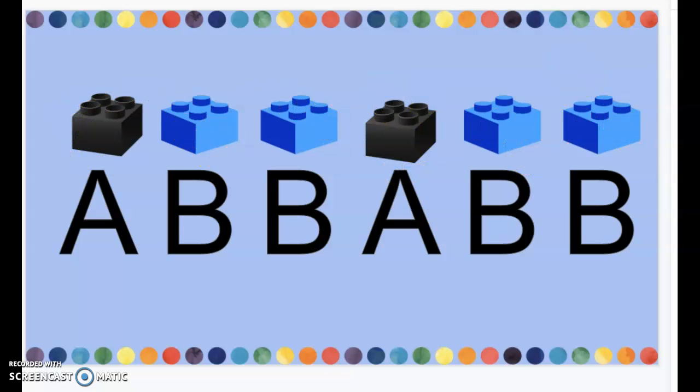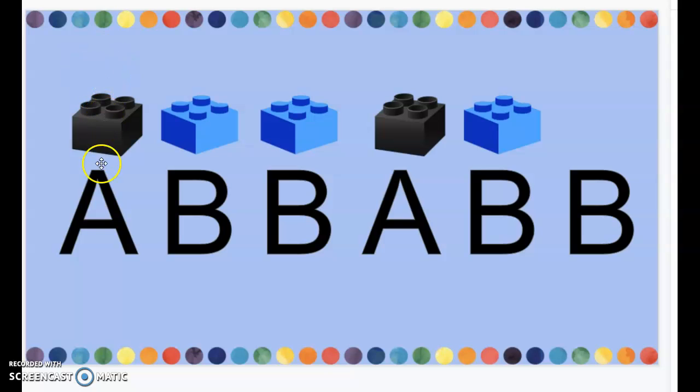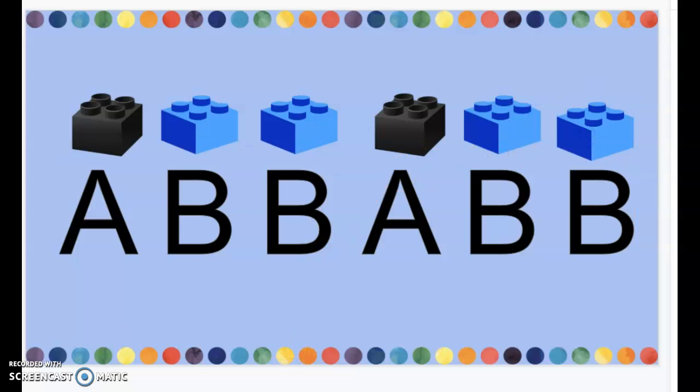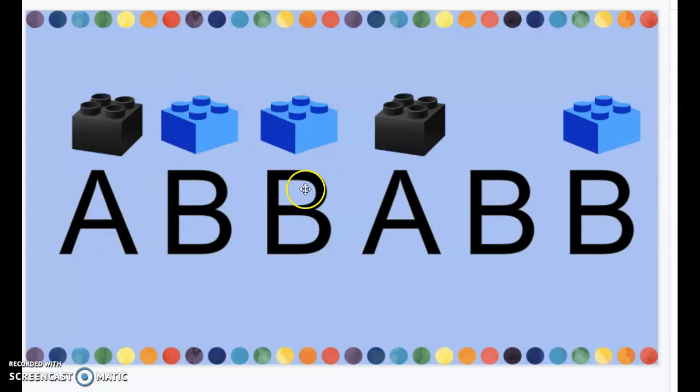Good. Let's get another one. Here we have our ABB pattern again. Black, blue, blue, black, blue, blue. Very good. So let's move right there. Go to the next one. Our ABB pattern. Black, blue, blue, black, blue, blue. Good.